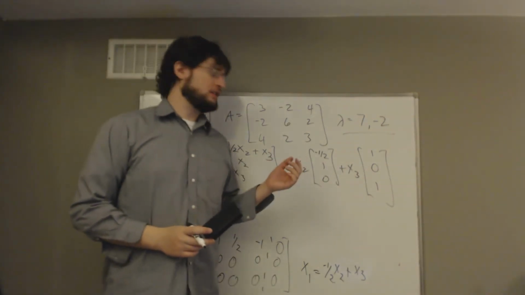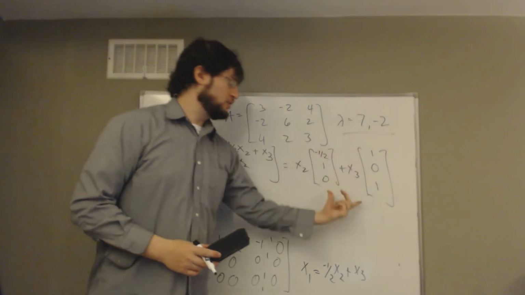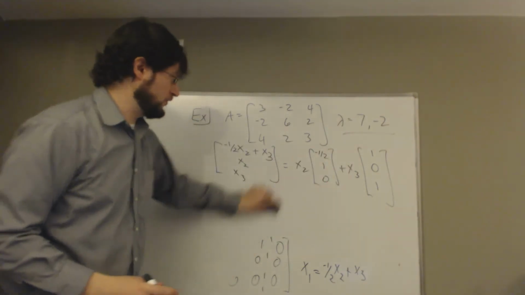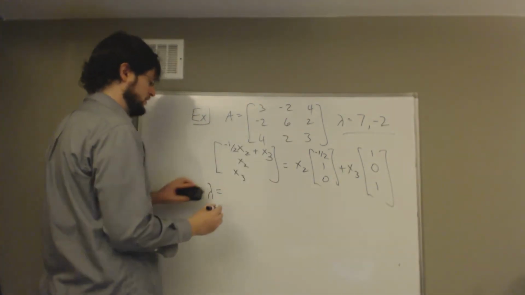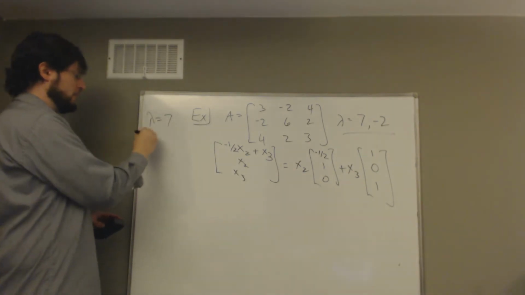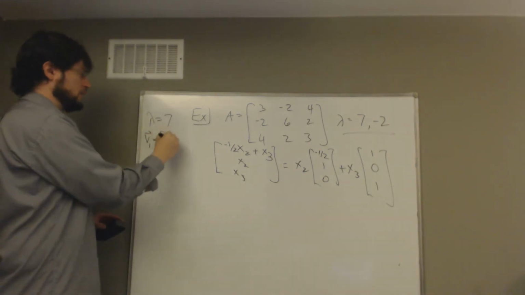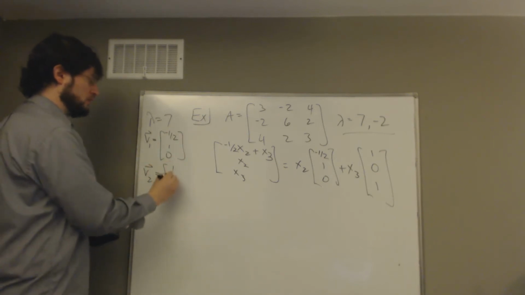So our basis for the eigenspace corresponding to lambda equals 7 is 2-dimensional, and I get 2 vectors out of it. Let's put that over here. Lambda equals 7 gets me 2 vectors. v1 is minus 1/2, 1, 0. v2 is 1, 0, 1.